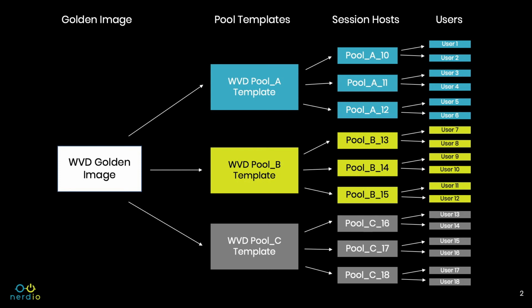Go to pool template B, it's for a different collection of users. Maybe they're the accounting users, you need to make sure QuickBooks is on there and some other accounting software. So you customize each pool template for the use case of the users. Once that pool template has been customized, you power it off, you set it as image, and it becomes the authority for all session hosts in the environment.